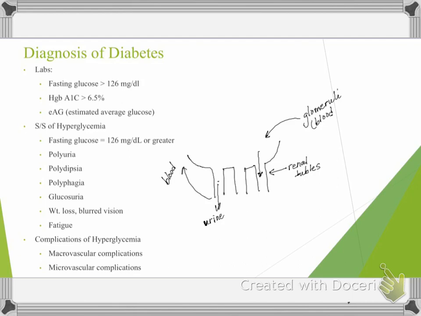You're going to have weight loss and blurred vision. The reason for this is no glucose is getting into the cells. So the cells start doing anaerobic metabolism, which is breaking down carbohydrates, which makes you lose weight. There's fatigue because the cells are not getting enough energy. They're not getting any glucose, so there's no energy there, so they're very tired.